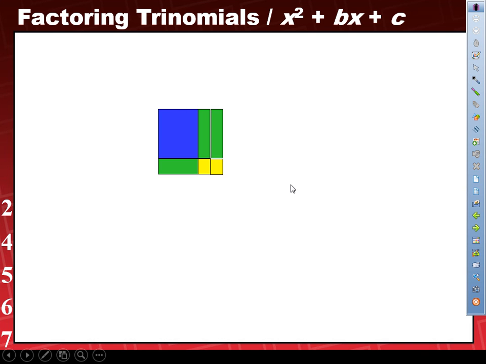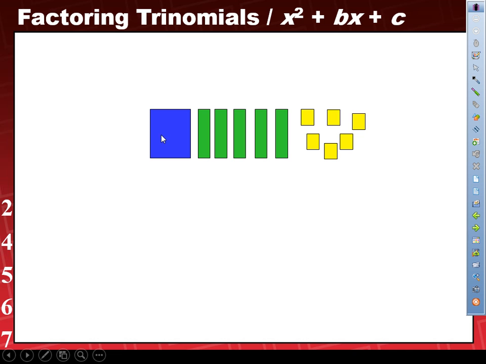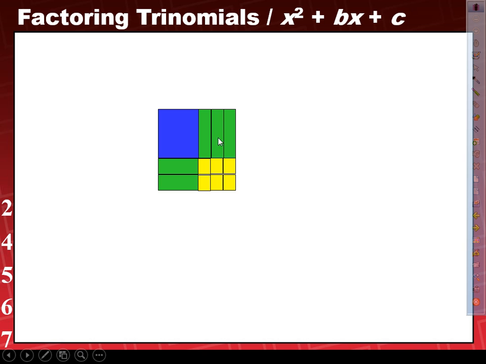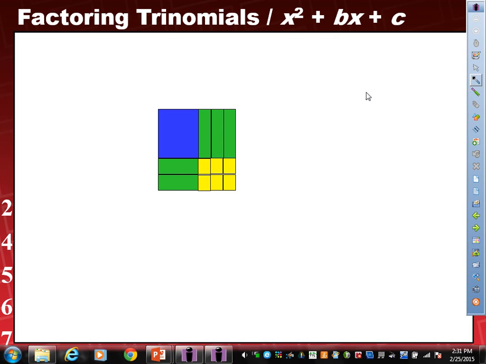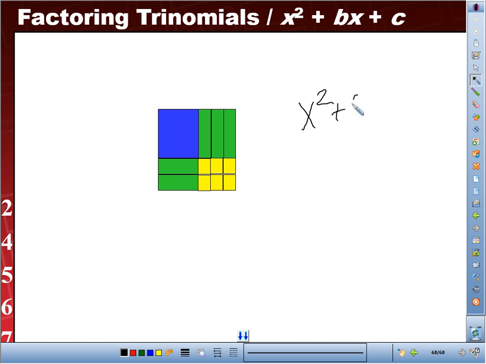Here it goes. So now I have 1 x squared, 1, 2, 3, 4, 5 x's, and I have 1, 2, 3, 4, 5, 6. So I'm going to make you a rectangle for this one. 3 on this side, 2 on this side, 6 right here. So I have x squared plus 6x plus 6. Now, without writing it down, I want you to, in the air, try and figure out this length and this length.